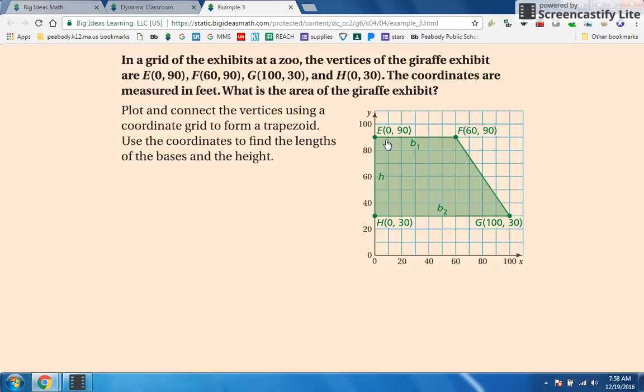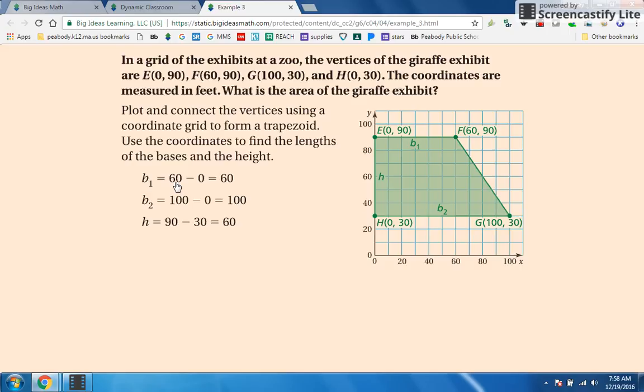So 60 minus 0 is 60. That's why you don't want to count the squares in this case. So the top base is going to be 60. And then for the bottom one, I want to subtract my x coordinates again. 100 minus 0 is 100. So there's the base for the bottom. And then we need this vertical height that makes a 90-degree angle. Since it's vertical height, we're subtracting the y coordinates. So 90 minus 30 is 60. Now we have all the measurements that we need.